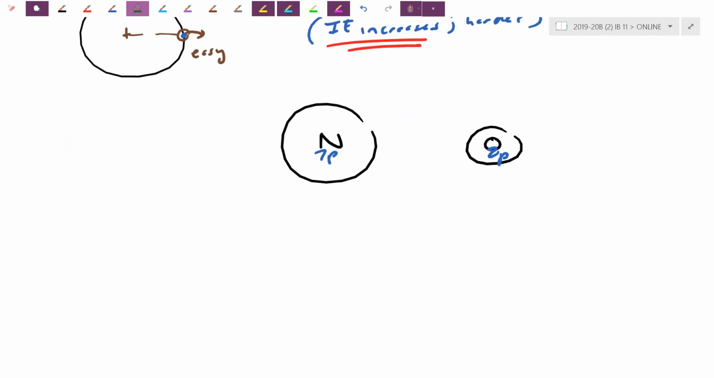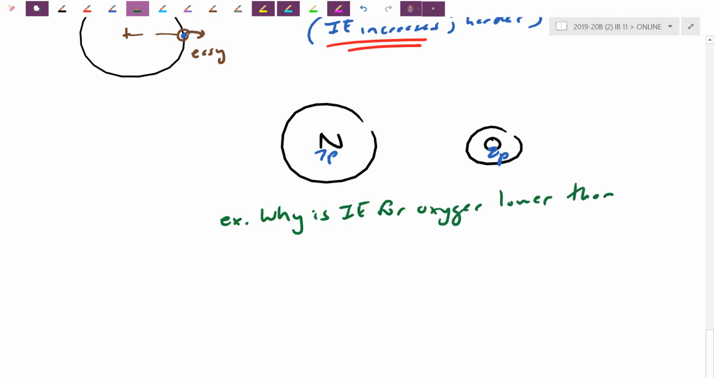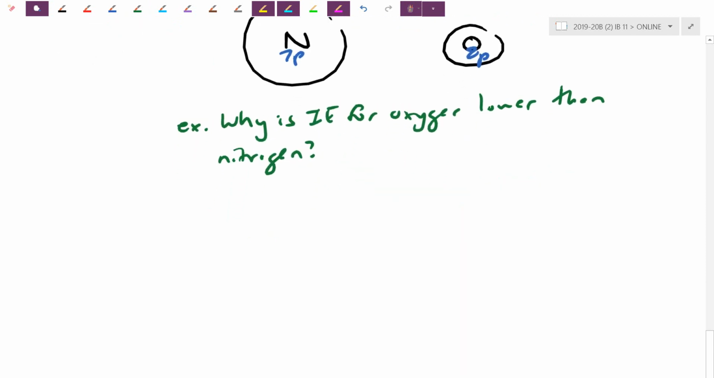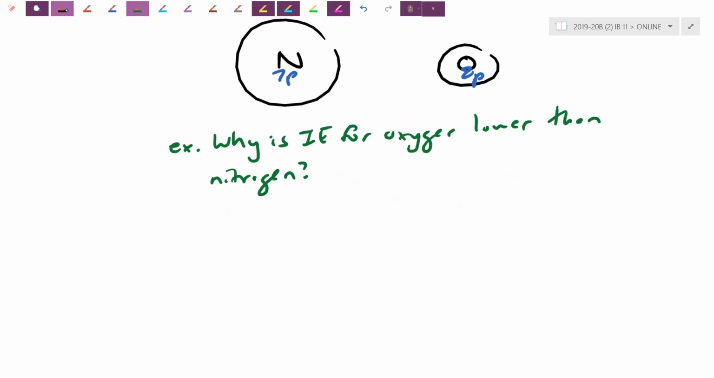As an exception, however, this is how the question is going to be worded. Why is the ionization energy for oxygen lower than for nitrogen? Again, this is against the trend that we expect. To answer this question here, we may go to our trusty electron configuration model. So let's draw an energy level diagram.